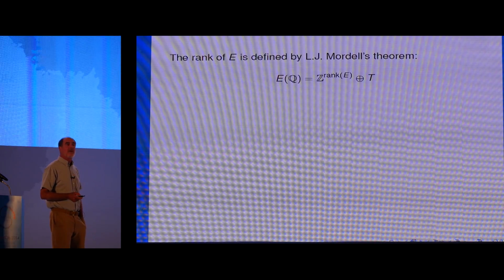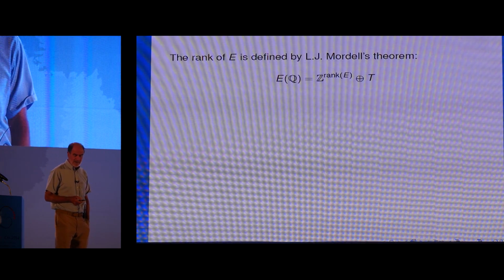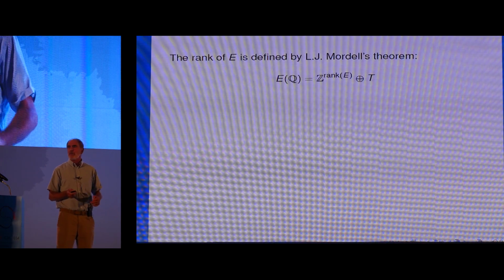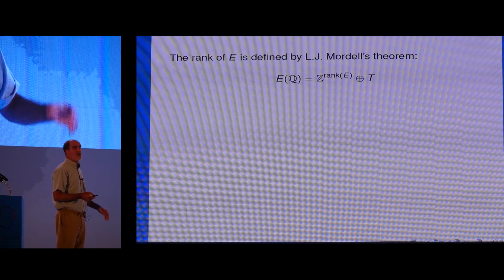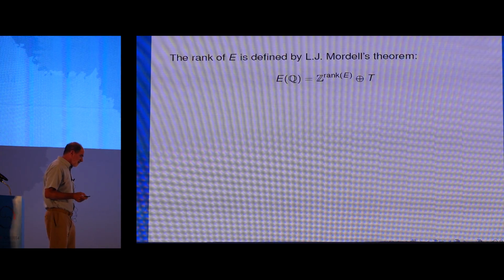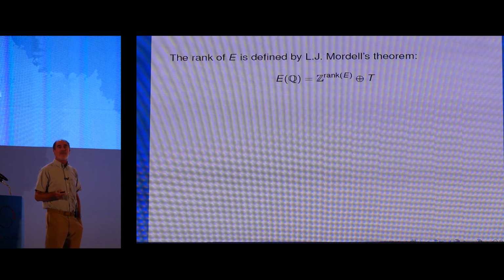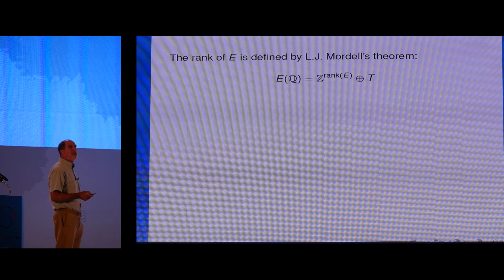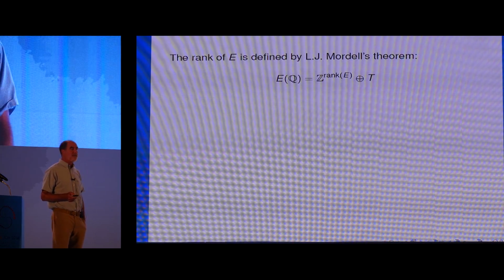Mordell proved about 100 years ago that it was finitely generated. So it has a certain number of independent generators and a finite torsion group. The torsion group is known. That was work of my colleague Barry Mazur. It proved that it had order less than or equal to 16. But we know very little about the number of independent generators, which we call the rank.